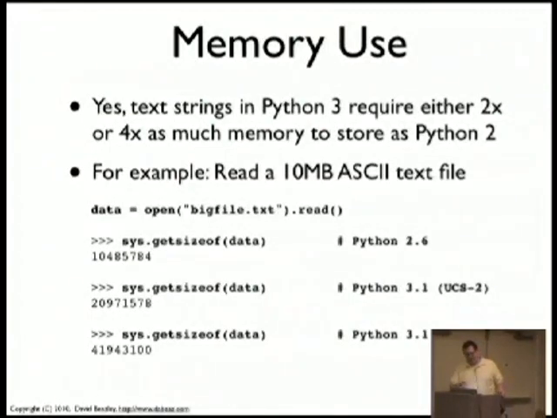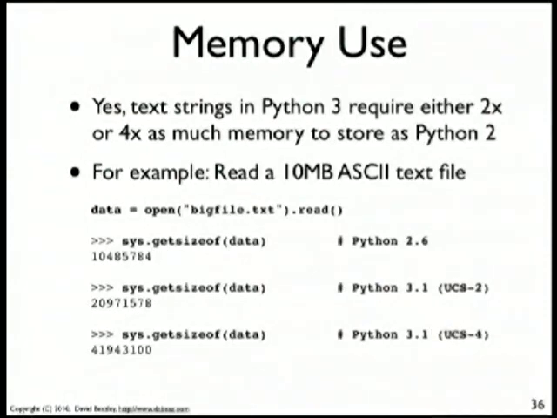Now, as far as how this impacts performance, I got a question about that. The short answer is this: if you read text files in Python 3, memory footprint goes up. If you had a 10 megabyte ASCII text file and you just read it into a big Python string, it takes twice as much memory or 4 times as much memory, depending on what version of Python you're in or how you have it compiled.